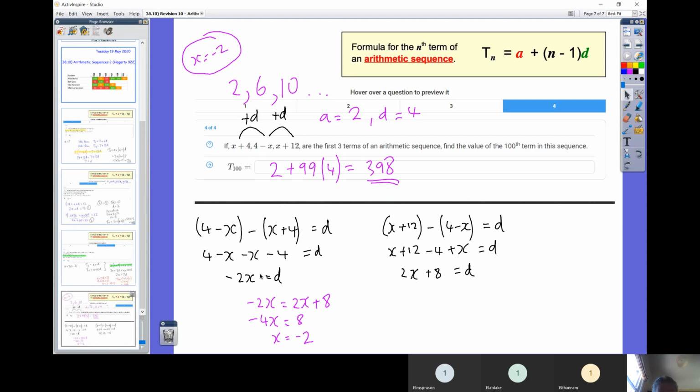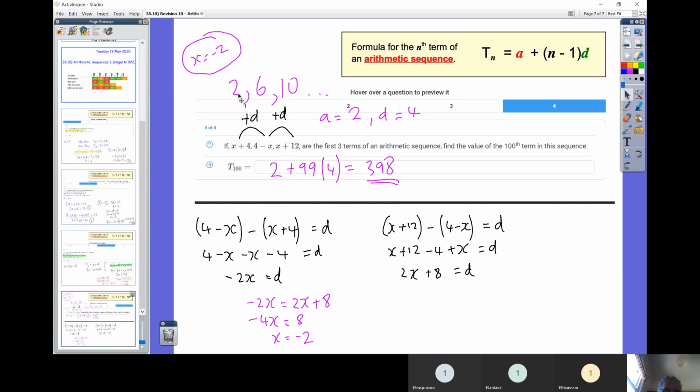Now both of these equal d, so they equal each other. So minus 2x equals 2x plus 8, because they both equal d. Work through the algebra, you get x being minus 2. So let's go back to the starting point. We've just worked out that x is minus 2. So the first term is minus 2 plus 4, which is 2. Our second term is 4 minus minus 2, which is 4 plus 2, which is 6. And our third term is minus 2 plus 12, which is 10.